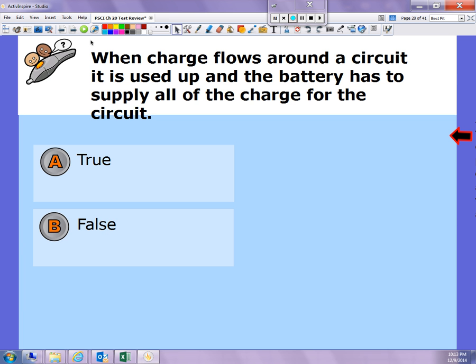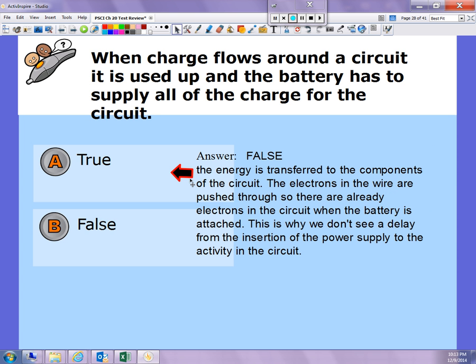All right, next question. When charge flows around a circuit, it is used up and the battery has to supply all of the charge for the circuit. True or false? Sorry, this is a statement. I'll pause for student response. Last call for student response. Okay, the answer is false.